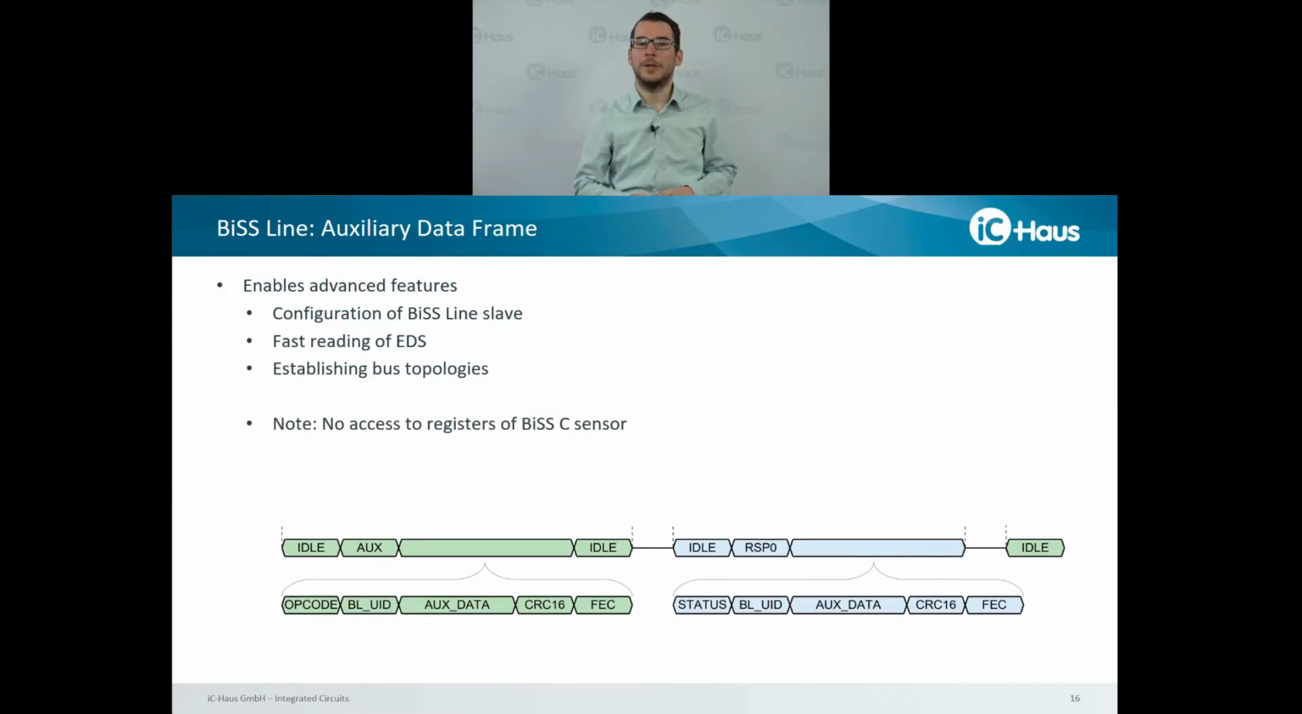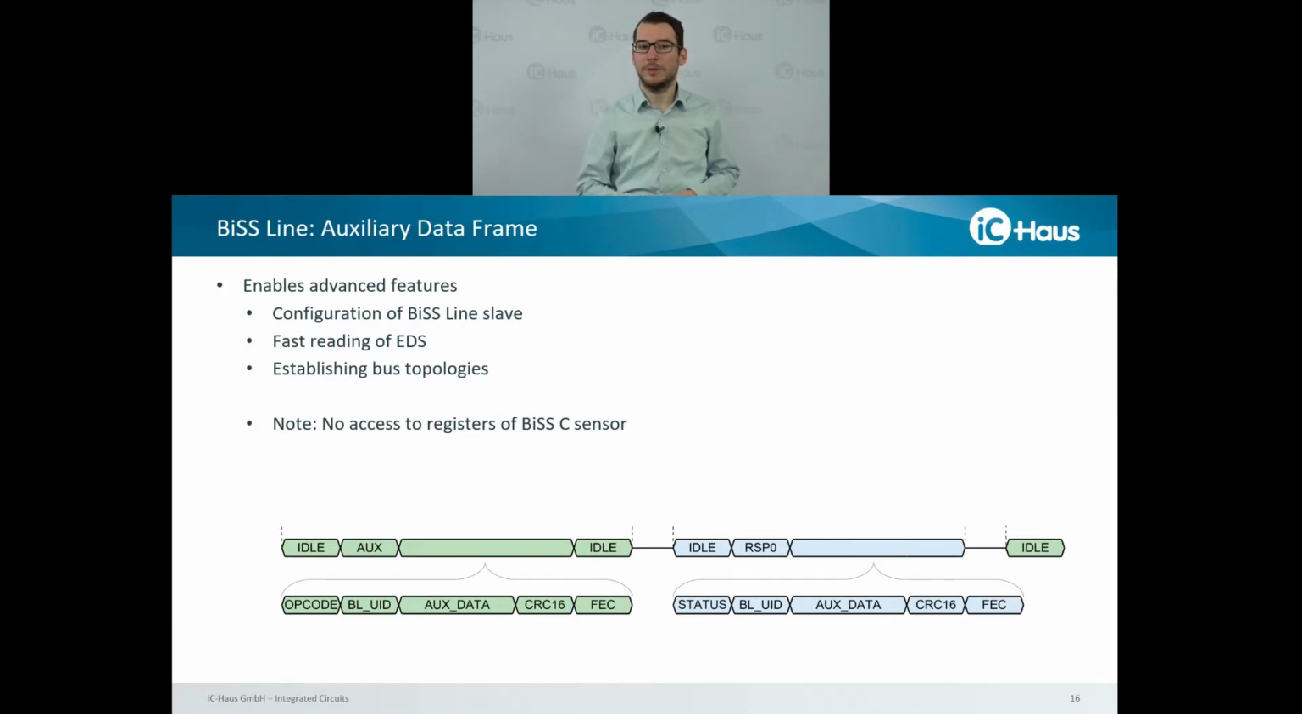Okay, now let's focus on the auxiliary data frame. It enables advanced features which can be used to access the BiSS Line slave's registers. That can be used for configuration of a BiSS Line slave, for fast reading of an electronic data sheet, and is required for establishing bus topologies by configuring all the connected BiSS Line slaves according to the BiSS Line setup.